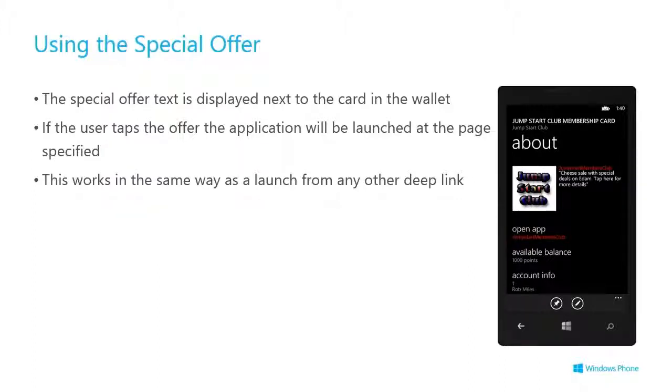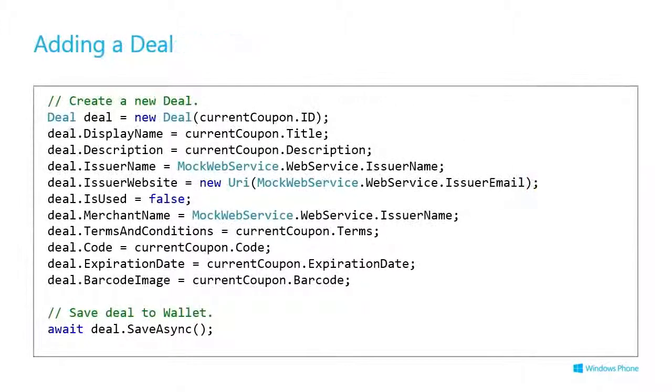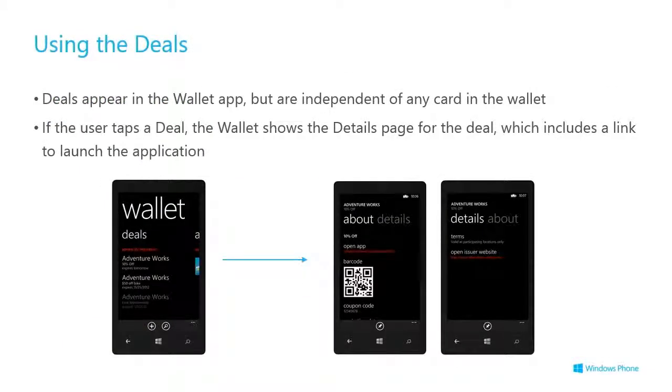Let's see what that deal looks like in code. So adding a deal. So you have special offers and you have deals. A deal is another bit of stuff you can offer to your user. There are lots of fields to fill in, and lots of ways you can interact with it. I like the barcode image thing. Yeah, that's nice, that's kind of clever. And that's what one looks like.